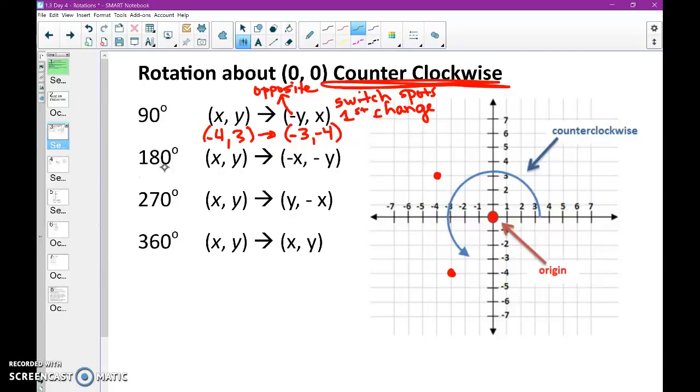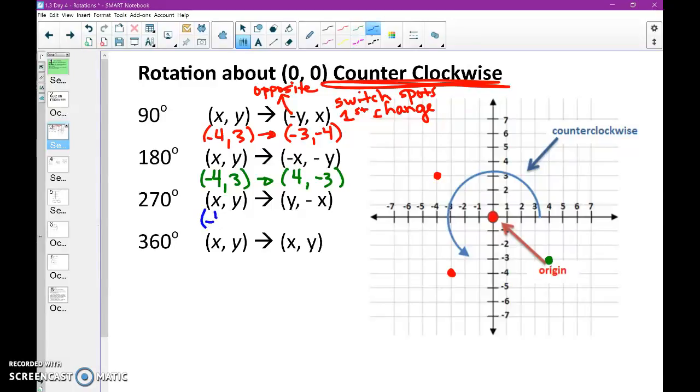Let's do the same thing with 180. We'll start again with -4, 3. And you'll notice this one, they don't switch spots. X and Y are still in the same position, but both of them are going to change their sign. It's going to be the opposite sign for both. So instead of -4, it'll be +4. And instead of 3, it'll be -3. So 4, -3 ends up right there. That's 180 degrees rotated around the origin.